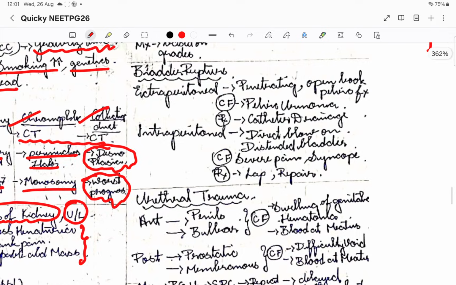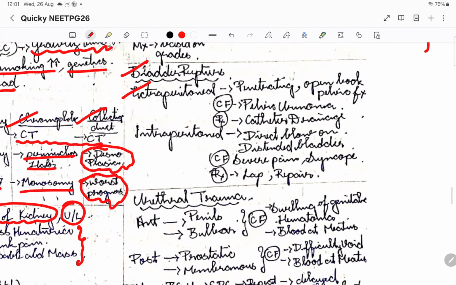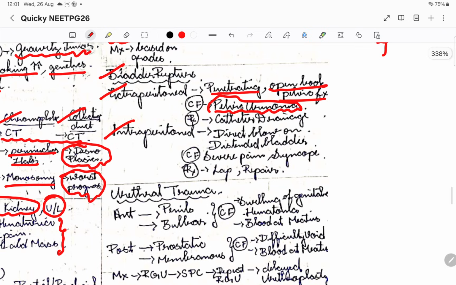Bladder rupture can be extraperitoneal or intraperitoneal. If it is a penetrating trauma or an open book pelvis fracture has happened, it will lead to extraperitoneal bladder rupture, where the clinical feature will be pelvic urinoma, because all the urine present in the bladder will leak out into the pelvis. So the basic management will be catheter drainage. We'll put a catheter and drain out the urine that has come out.